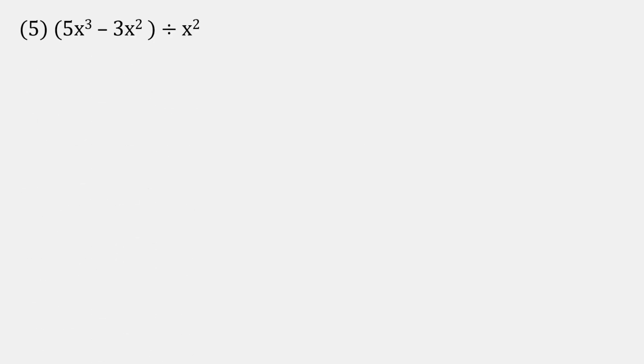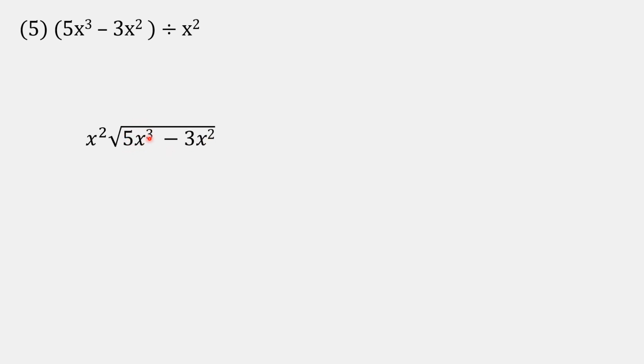Now student, moving to the fifth one. What is given? Here two terms are given. See student, this is a binomial. Two terms are there: 5x raised to 3 minus 3x square divided by x square. So first write it in long division form. I wrote x square as divisor outside, and inside the dividend part I've written 5x cube minus 3x square. Now first you will consider only one term.